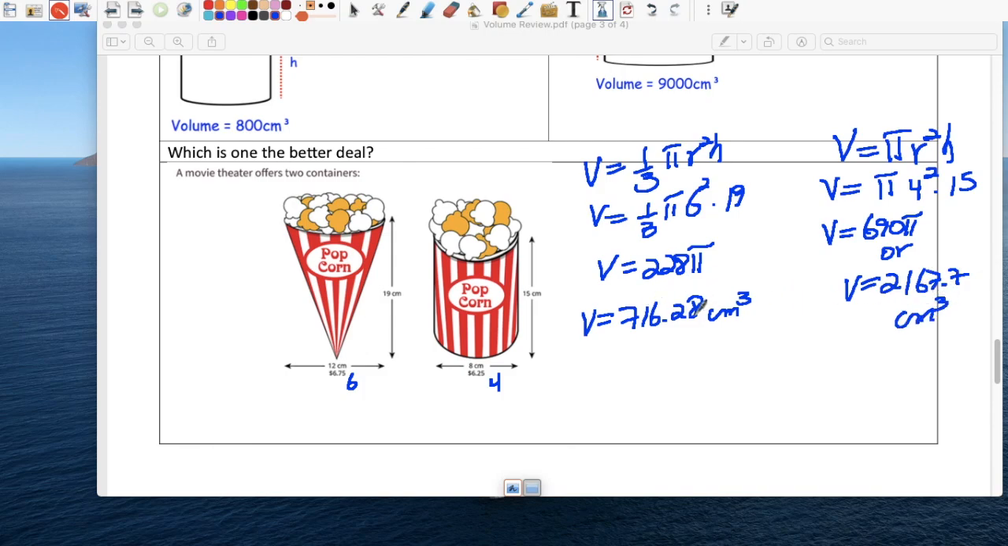I mean, it's not even a contest. I was going to find the unit rate, but this is $6.75 and this is $6.25, so obviously this is the much better deal.